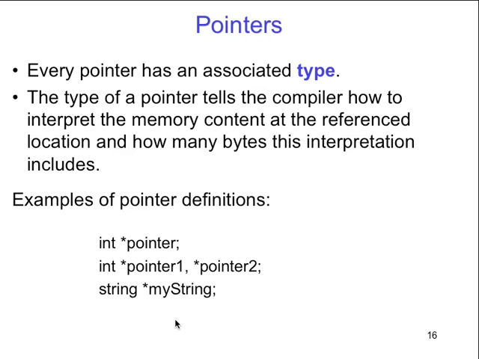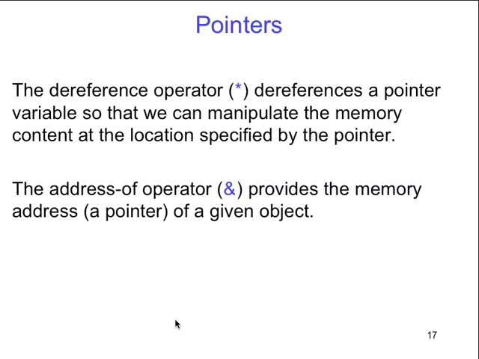So I'm no longer creating identifiers, instead I'm creating pointer variables and having them point to memory addresses. That's the only difference between variables and pointers. So we have the dereference operator. It dereferences a pointer variable so that you can manipulate the memory content at that particular reference.